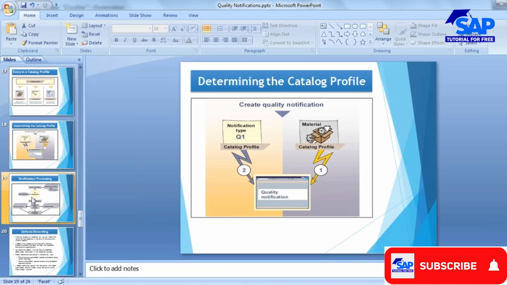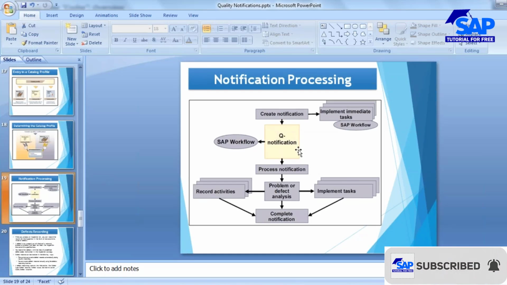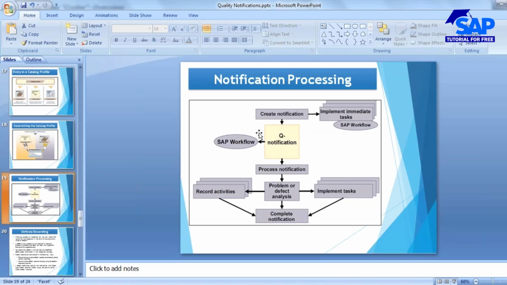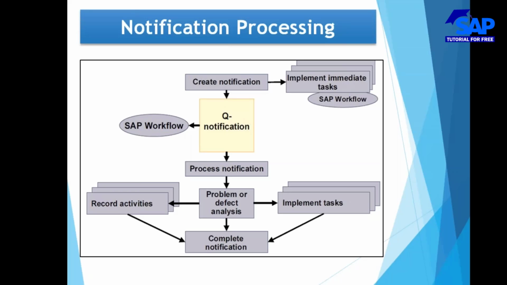So now we'll process the notification. We created the notification. Now we will record all the activities, all the tasks you are going to do. We just created the notification. Then we'll process the notification and record activities, all problems, implement tasks, and finally we'll close the notification.